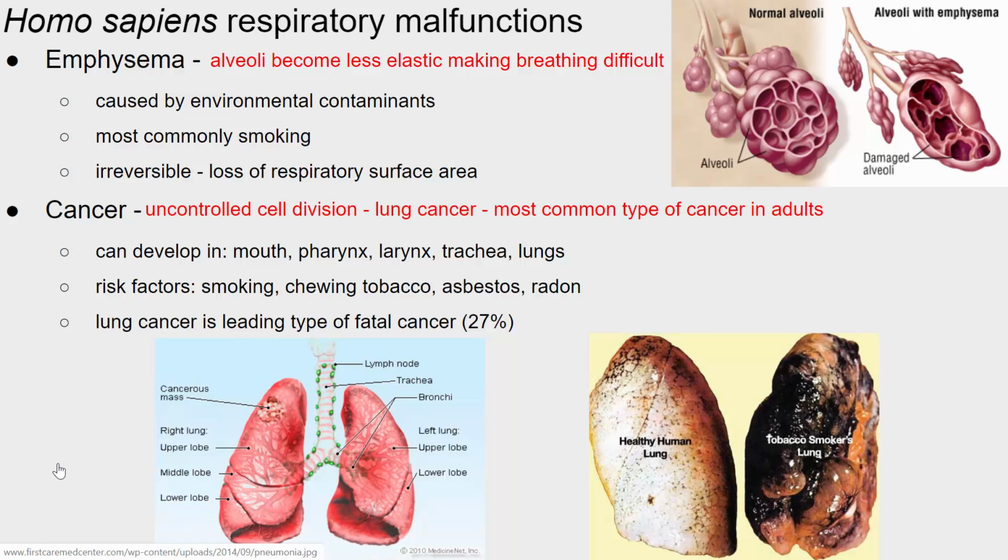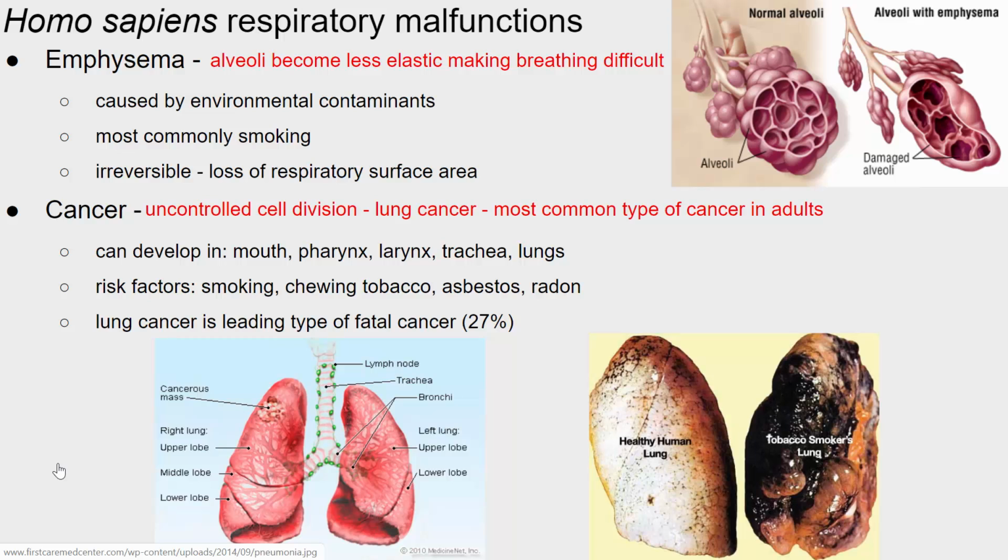Lung cancer, or cancer of the respiratory system, is also a common malfunction in some people. As all types of cancer are, it's uncontrolled cell division. We just learned about what cancer is. And when that uncontrolled cell division begins in the lungs, that's what leads to lung cancer. This is one of the most common types of cancer in adults.